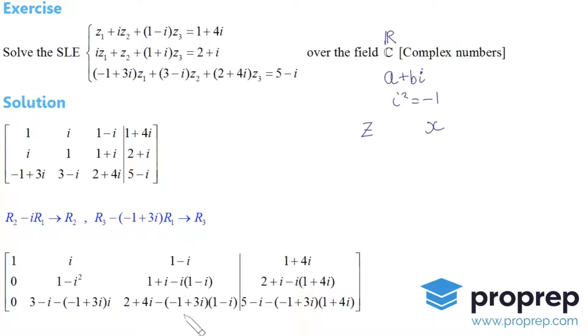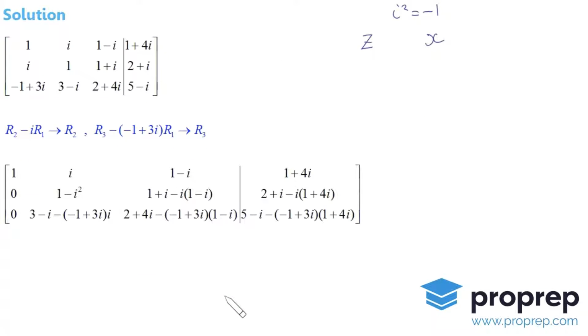Let's just take an example. This entry here is gotten by taking row 3 minus this times row 1. So I've got this, which is this part here, minus the 1 plus 3i from here, and this from the first row. Okay, now let's do some simplification. Look how it shrunk. Let's just take a look at some of the examples.